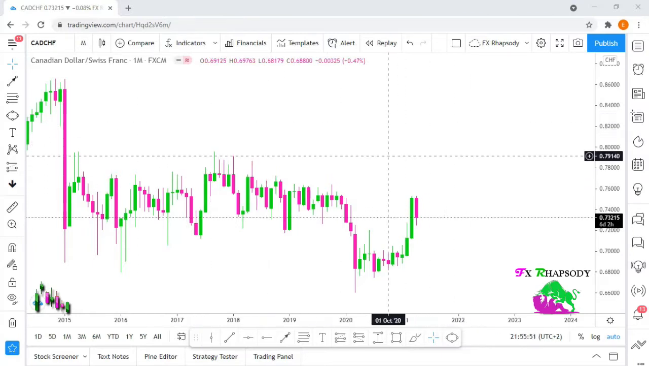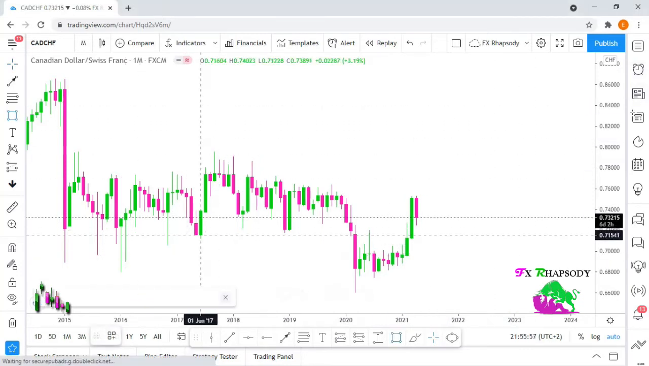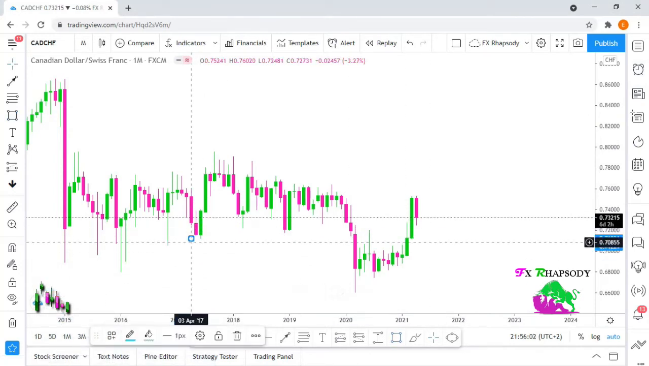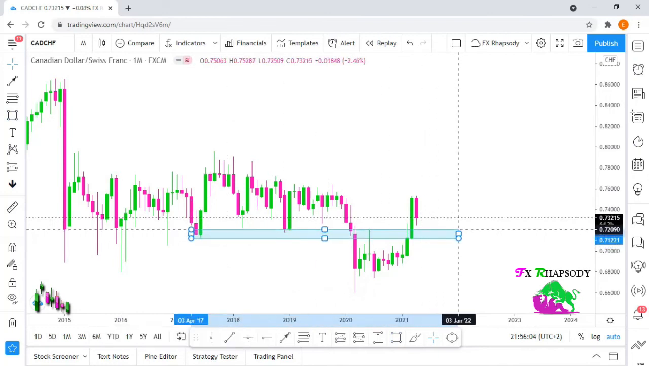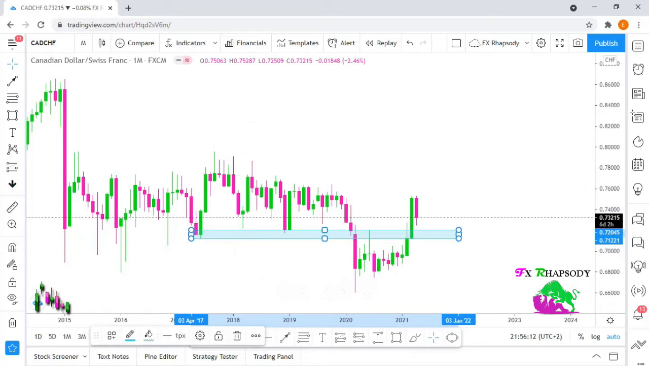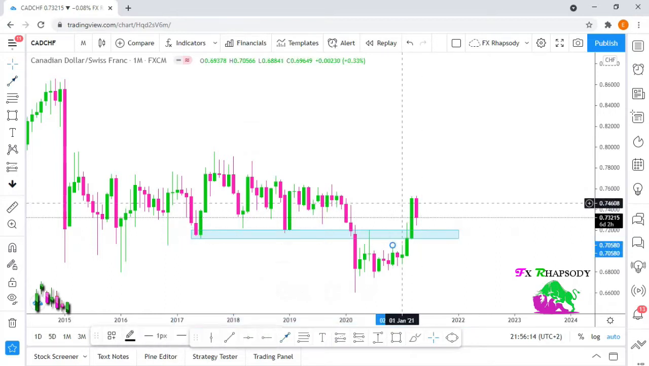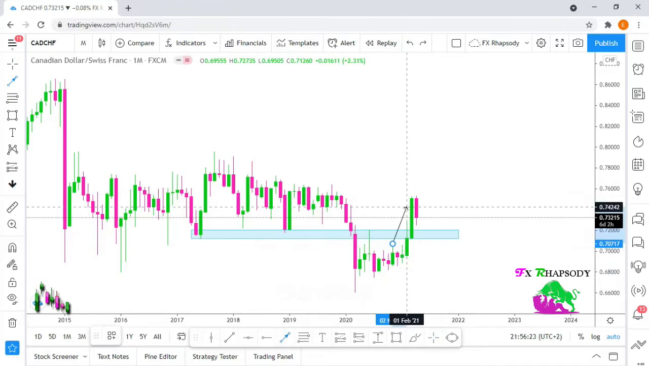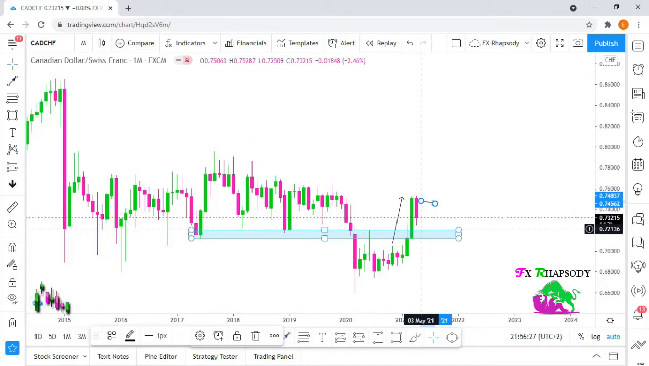Now on the monthly time frame, we can see that price just broke a nice key area of resistance, which now became a support area right over there. So basically you can see price rallied up nicely, and price is heading back down to make its retracement.